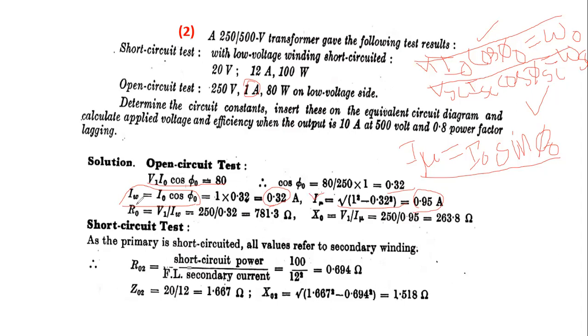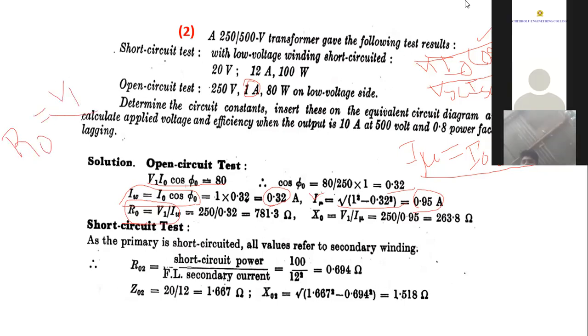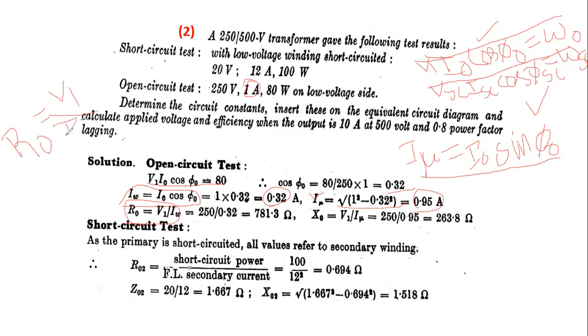After calculating the IW and the I mu, we calculate the R naught. What is the formula for R naught? Therefore, R naught is equal to V1 by IW. Next we calculate the X naught. What is the formula for X naught? Therefore, X naught is equal to V1 by I mu. This is the formula for X naught.